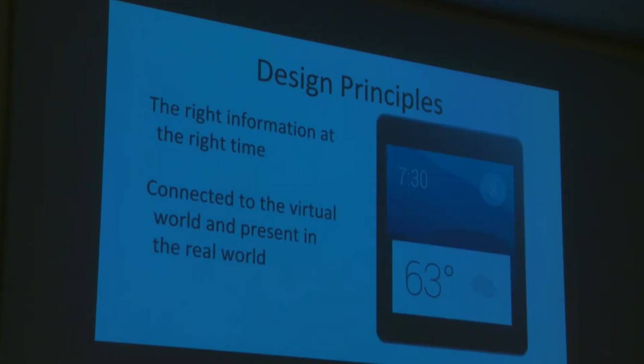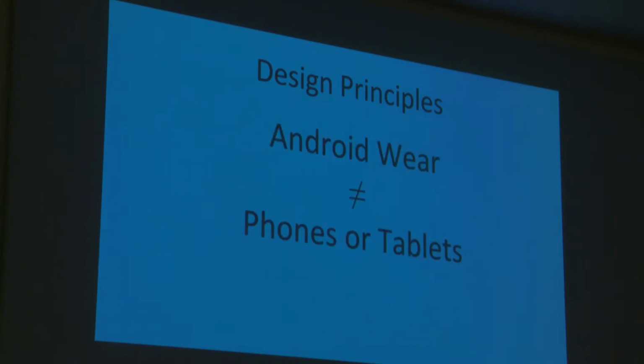And this is the design. As you can see, it's very simple. It's very clean. The idea is for it to be glanceable. So at a glance, you should be able to see what's going on. You know the time, you have the temperature, and it even has the cloud icon, so you know how it is. Right, so Android Wear does not equal phones or tablets, and that'll be explained in a couple of slides.